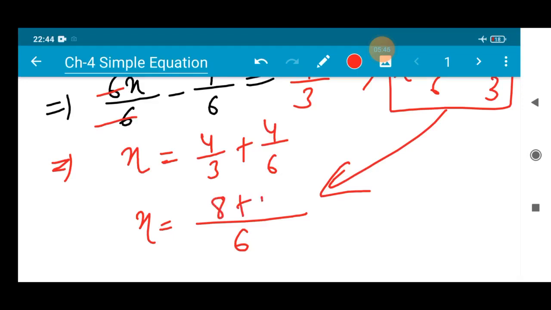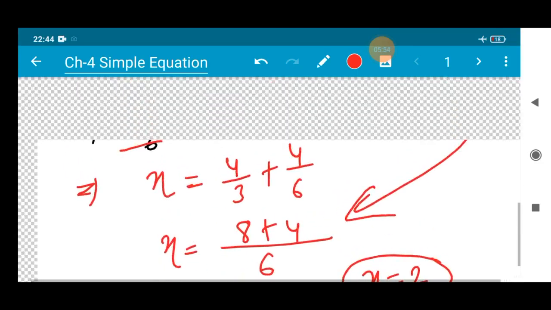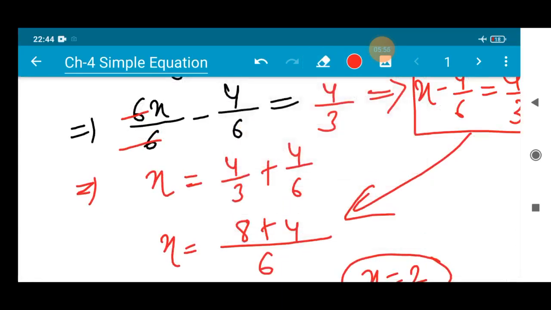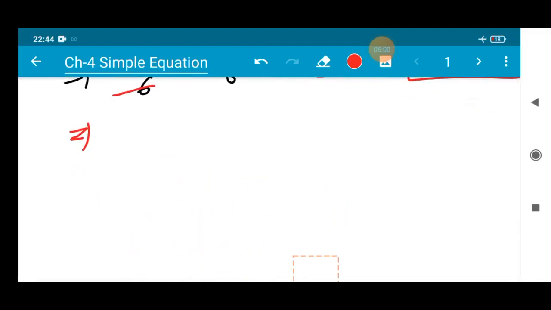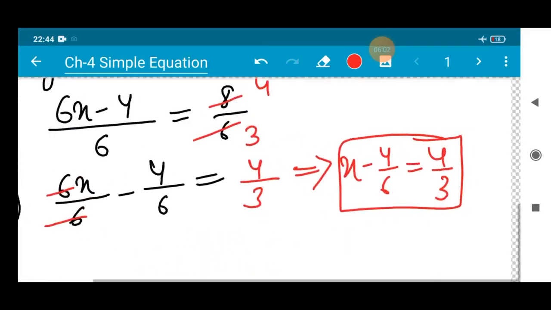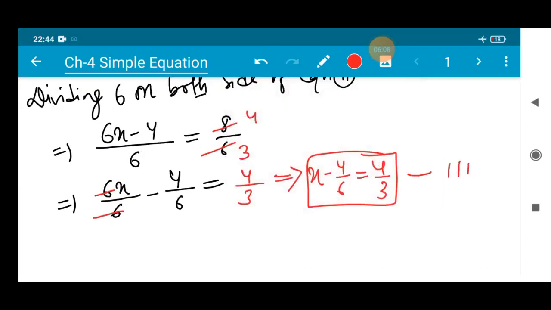8 4s here, so it is 12 divided by 6. So 6 1s are 6, 6 2s are 12. Now you can see x is equal to 12 we are getting in the final, but we don't have to solve. They have just asked us to frame an equation, which we did, right? So this will be our third equation. So I can write here number 3.